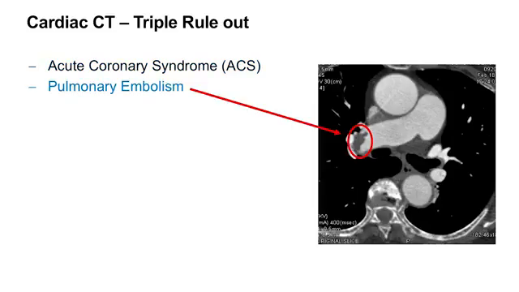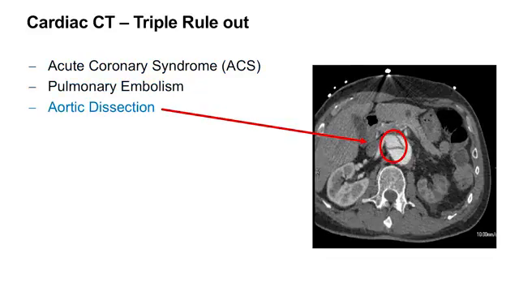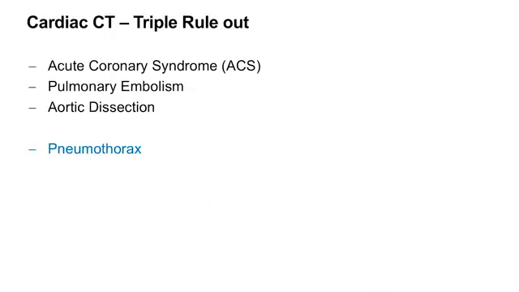This gives CT the opportunity to exclude other major causes of acute chest pain. Acute chest pain can be not only an acute coronary syndrome, but also a pulmonary embolism or an aortic dissection. This has led to the term triple rule out, but actually CT can show more than only these three things. It can, for example, also show a pneumothorax, a Takotsubo cardiomyopathy, or any malignancy occurring in the thorax.